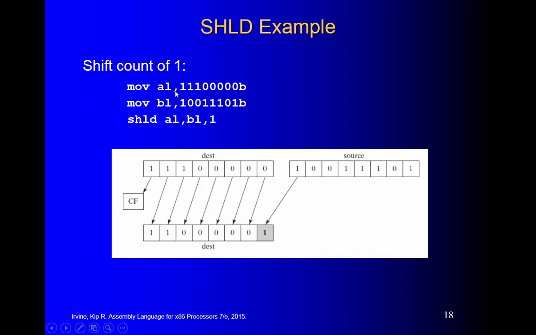We're going to copy AL with this, BL with this. This is AL and this is BL. AL is the destination, BL is the source. And we're going to shift AL to the left once. So shift this to the left once. And this one will get off, copy into CF, and all this moves forward once. The new opening space will copy from the source, from the most significant bit. So this is the shift left double.